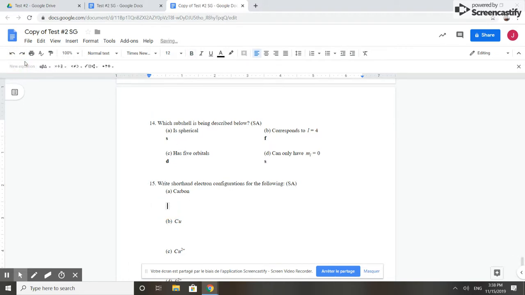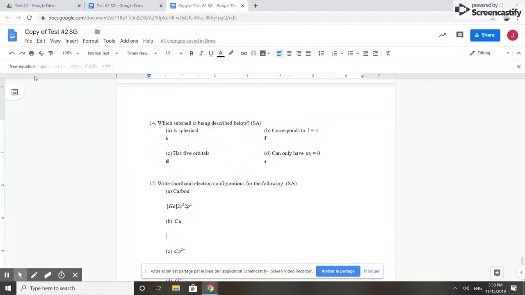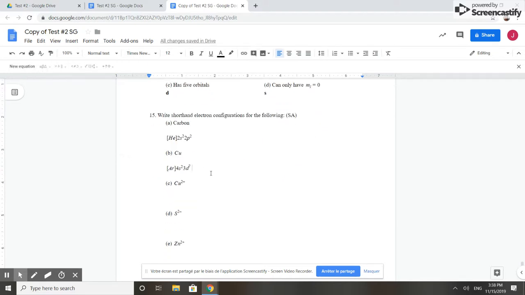So shortened electron configurations, carbon is in the second row of the periodic table. So then copper is, let's see, that is 1, 2, 3, 4, 5, 6, 7 into the D block after argon. I can't really move anything around, so I just have to leave it as is. Then I have copper with a 2+ charge, so I'm just removing 2 electrons.